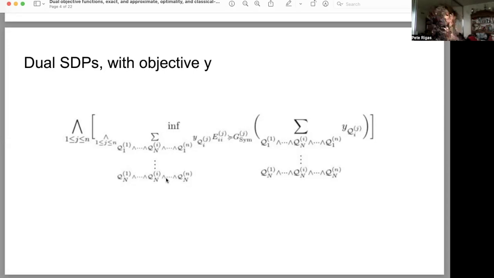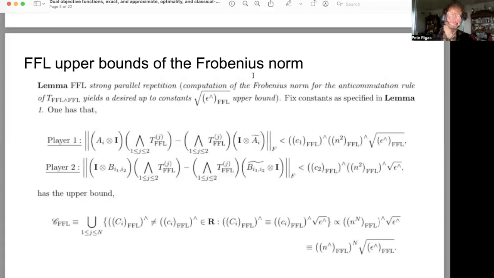And the FFL upper bounds on the Frobenius norm are related to the fact that, as I'm reminding the viewer from the previous result, namely lemma FFL, strong parallel repetition, we can compute and obtain a suitable collection of upper bounds for each one of the Frobenius norms in the system for the anti-commutation rule of the strong parallel repetition operation of the suitable linear operator, which holds up to some desired square root of epsilon strong parallel repetition FFL upper bound.